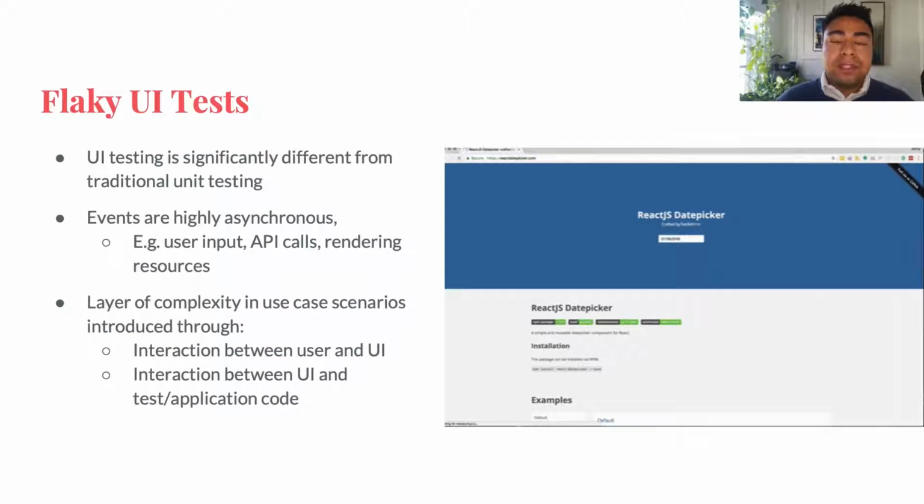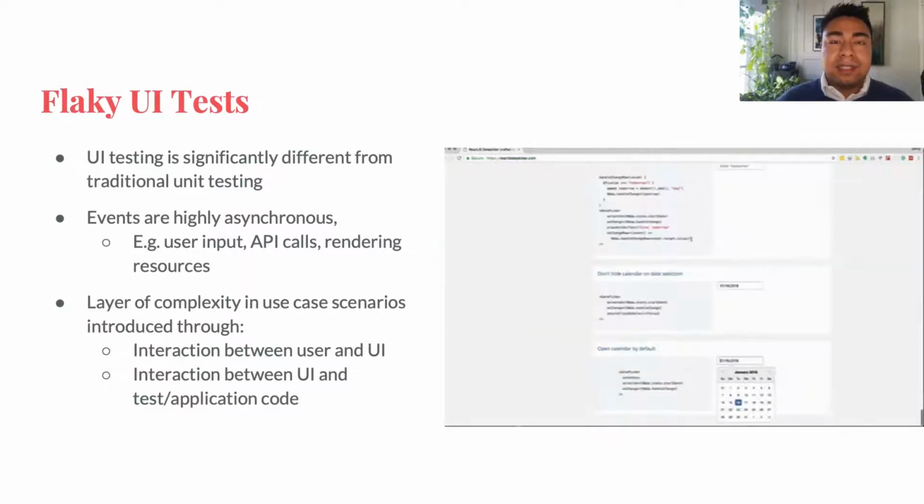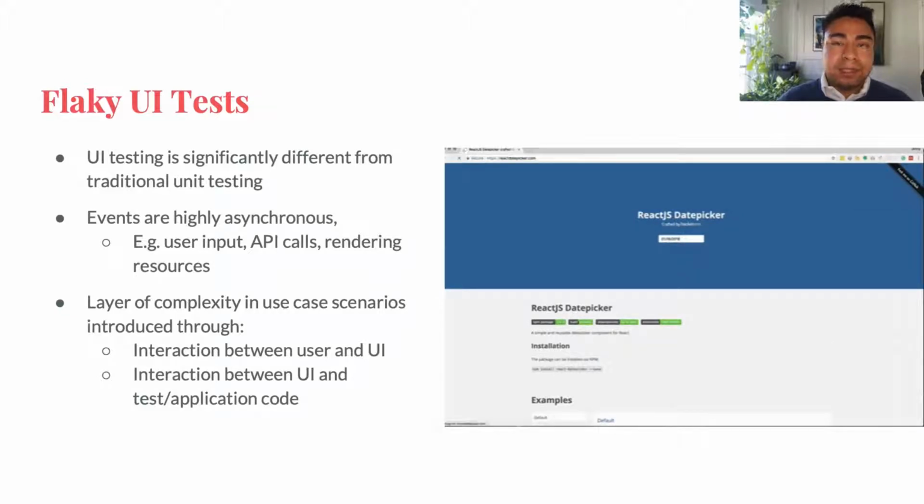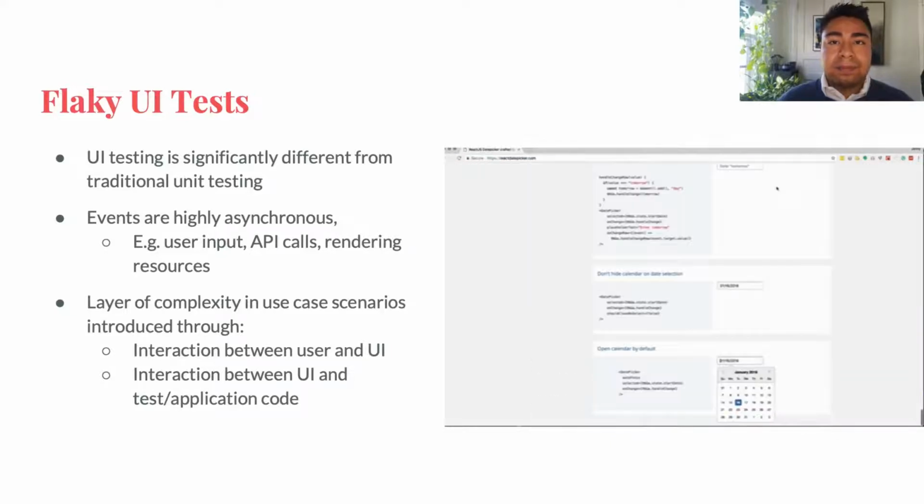Most of the work that focuses on flaky tests looks at traditional unit testing. UI testing is inherently different because these tests expect events that are highly asynchronous, such as waiting for user input and API call responses. In addition, layers of complexity are introduced in the input sequences, including interaction between the user and the UI, and between the UI and the test code.